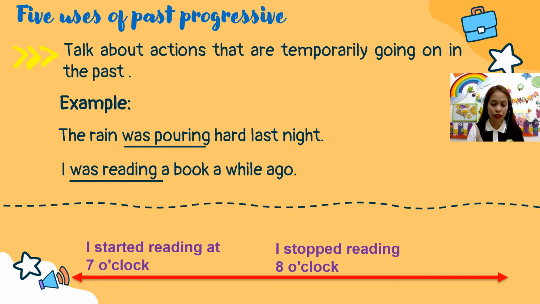So the action, as you see here, is temporary, meaning I haven't finished reading the book. I just maybe put it on the table and later I will continue reading it. Okay? Understand, grade 6? Oh, well done.